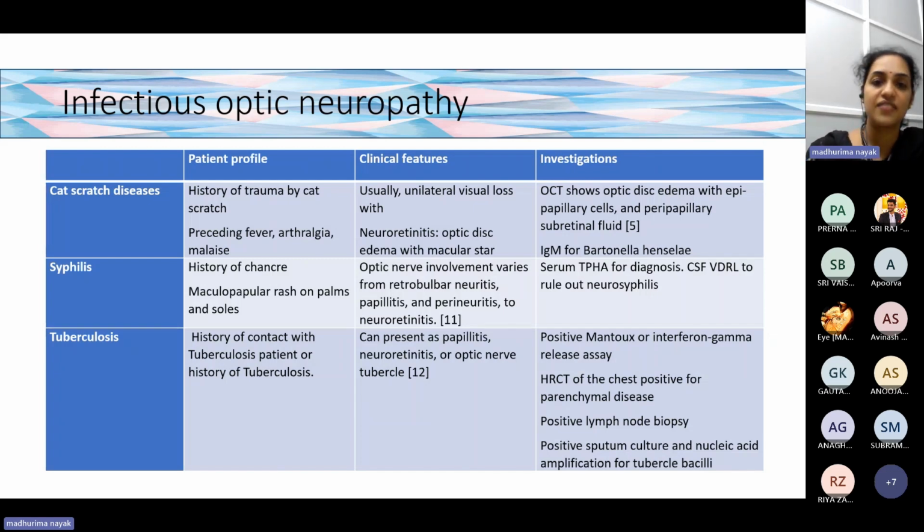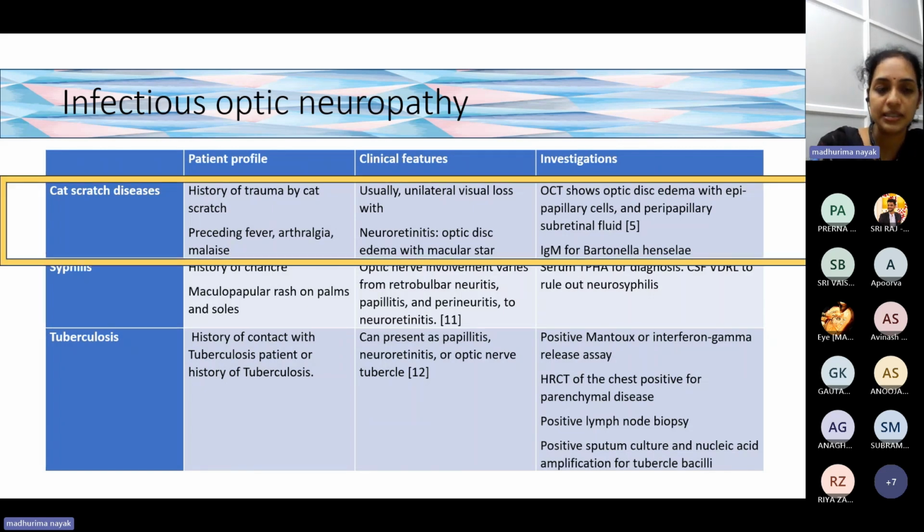Cat scratch disease is a very fancy thing, but we don't see it very often in India. Usually there is a cat scratch history preceding fever, arthralgia, malaise. Usually they present with neuroretinitis. Neuroretinitis is a little older terminology. The neuro-ophthalmologists like to call it ODEMS, or optic disc edema with macular star.